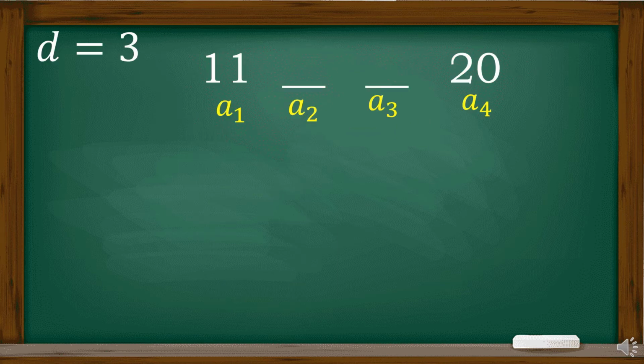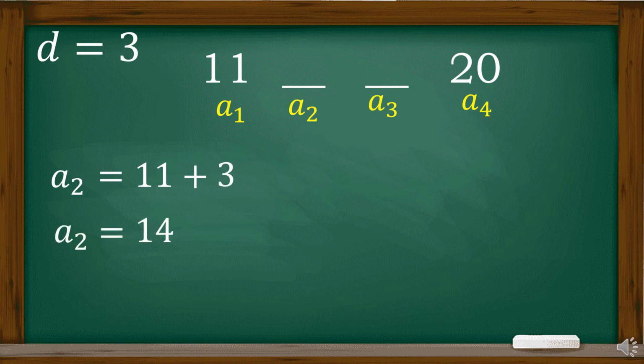Since we already solved for the common difference d, we can now solve for the two arithmetic means a sub 2 and a sub 3. Let's start with a sub 2. To get the second term, we will add 11 and the common difference 3, and that is equal to 14. Therefore, the first arithmetic mean is 14.